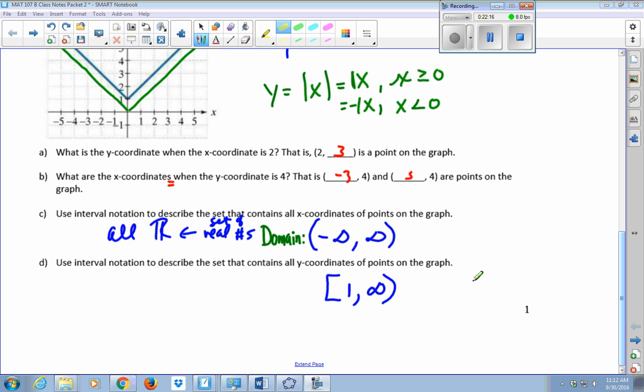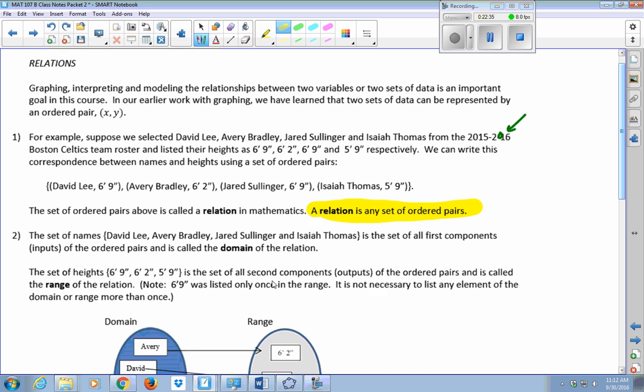Whatever your input is, yes. It may not be X if we're looking at, say, distance versus time, right? It depends on what your input variable is. Yes, input is whatever's on the right side for the Y equals. All right, let's take a look at the next thing.